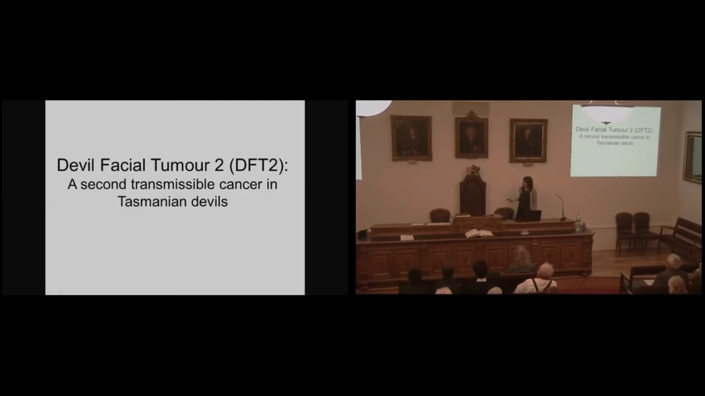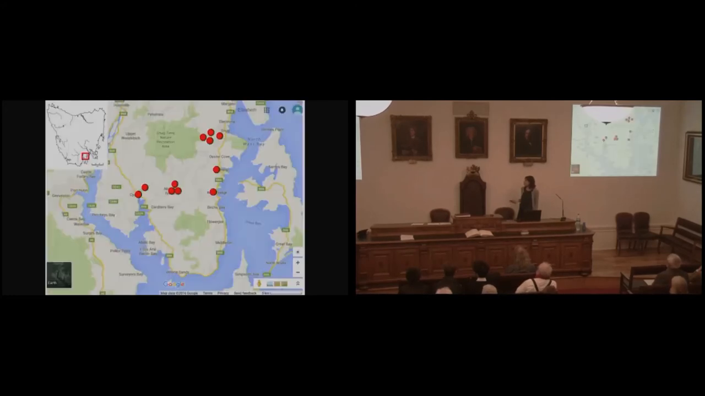So we've called this tumor devil facial tumor 2, or DFT2, and we think that it is a second transmissible cancer in Tasmanian devils. And just to update you, this is a very recent story. At the moment, we have found 11 cases of DFT2, all clustered around this small peninsula in the southeast of Tasmania, all within about 20 kilometers or so of each other. But presumably, the disease is now starting to spread out of this peninsula, and not very much is known about it.